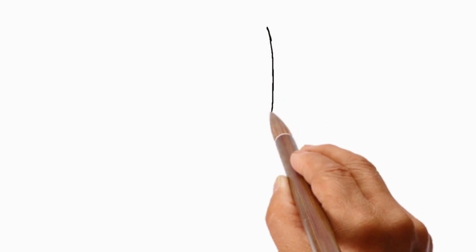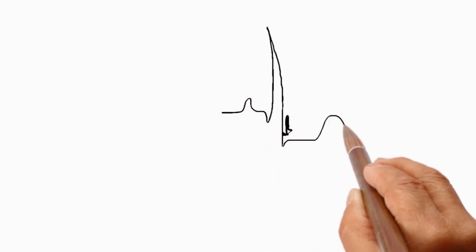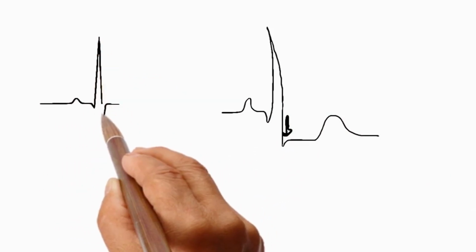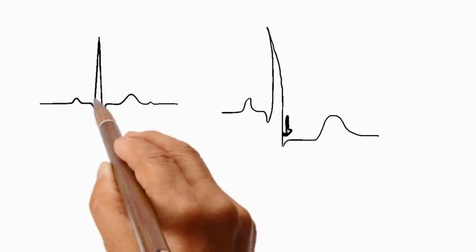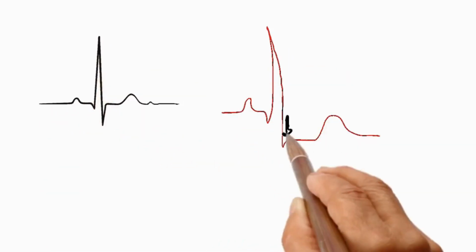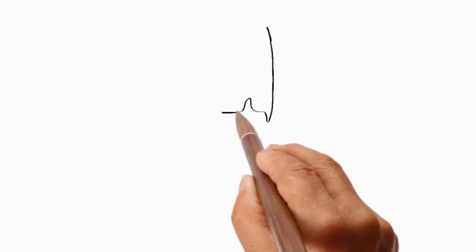ST depression can suggest conditions like myocardial ischemia, where the heart muscle is not getting sufficient blood supply. The cardiac muscle is suffering from the lack of oxygen, but not damaged yet. That is the difference between ischemia and infarction. So the situation in ischemia might not be as immediately severe as an infarction.